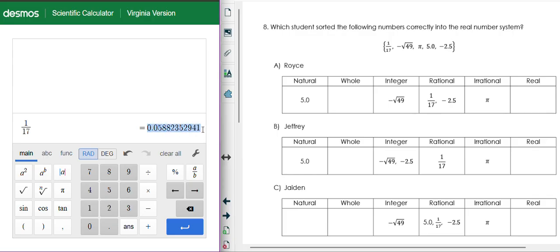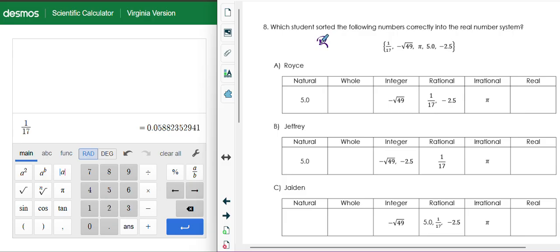You might not recognize it here. I don't see it there, but this actually is a repeating decimal. Even though we don't recognize it because it's just too many numbers to repeat, it will repeat, but all fractions are rational because the word ratio means fraction. So I know that that has to be rational. Negative square root of 49, that is just the number -7. That one is an integer.